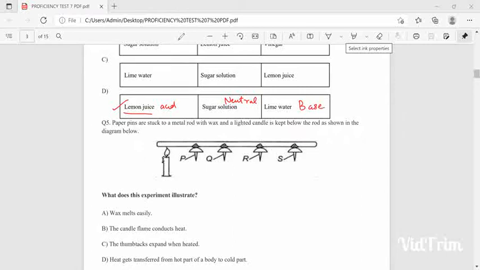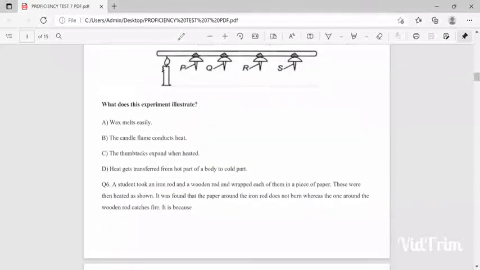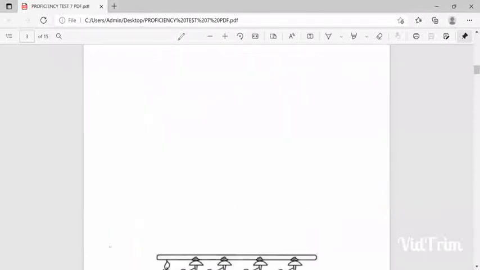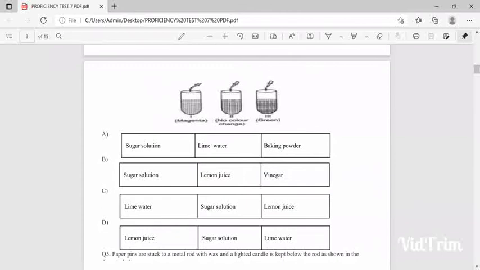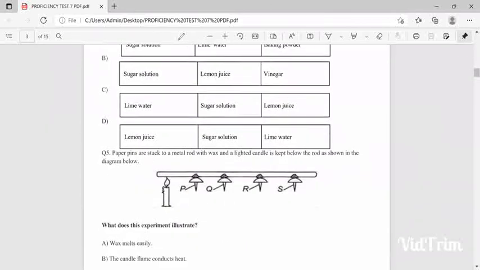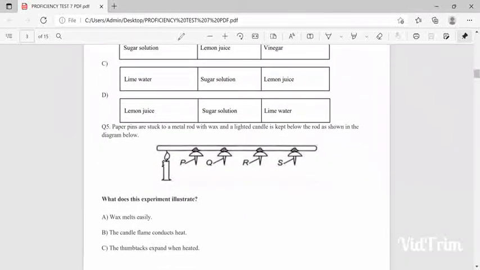Now the next question, question number 5. The statement of question number 5 is, paper pins are stuck to a metal rod with wax and a lighted candle is kept below the rod as shown in the diagram. After the diagram, the question is, what does this experiment illustrate? And 4 options are given.